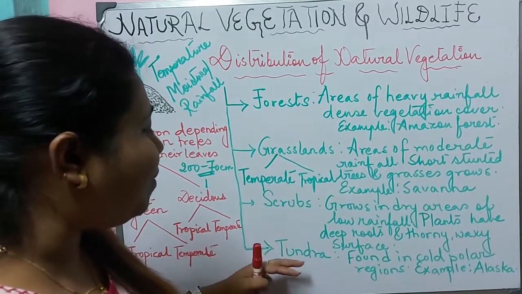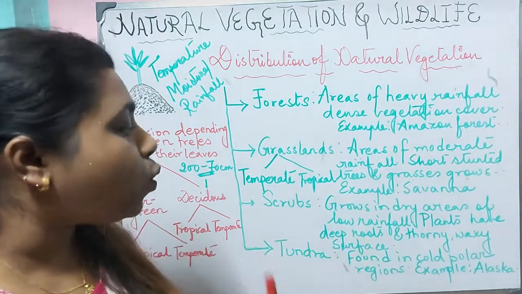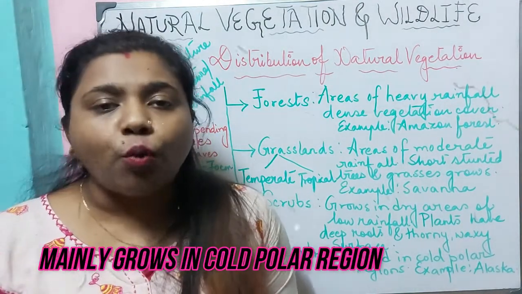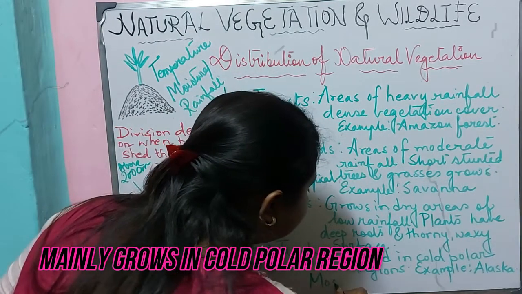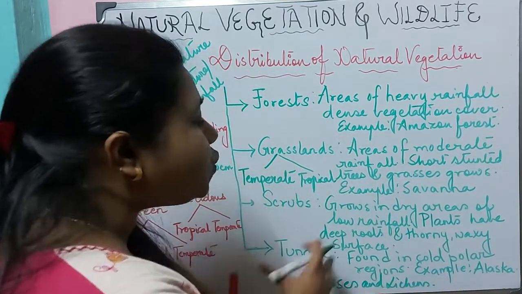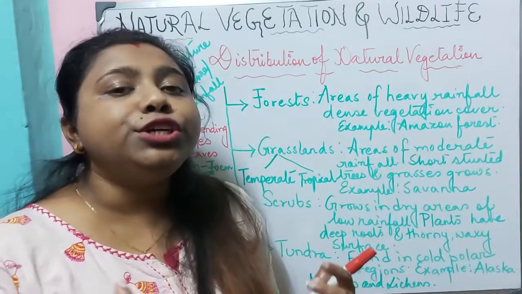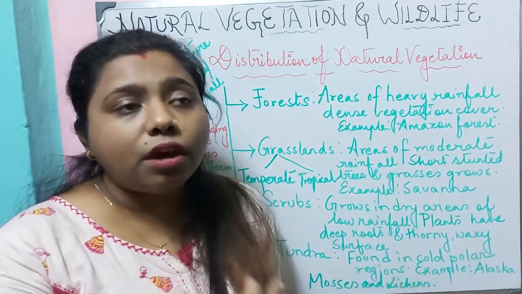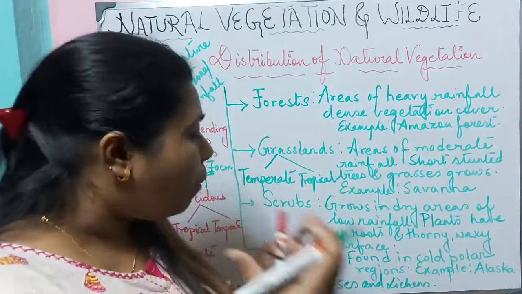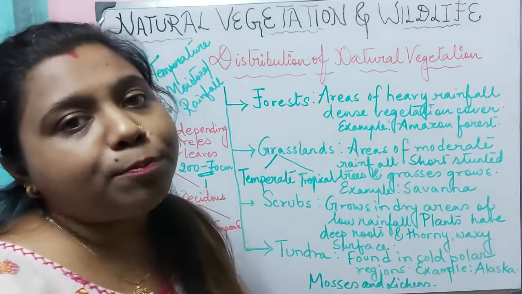Now coming to the last type, the tundra type of vegetation. Now tundra means the type of vegetation which mainly grows in the cold polar region. Here mostly trees and grasses cannot grow. What can be grown here? Mosses and lichens. Because this is the zone which is fully covered with snow most of the year. So here the plant growth is very limited. Mostly mosses and lichens grow here. Examples are Alaska, Greenland, Antarctica. All of these have tundra type of vegetation.